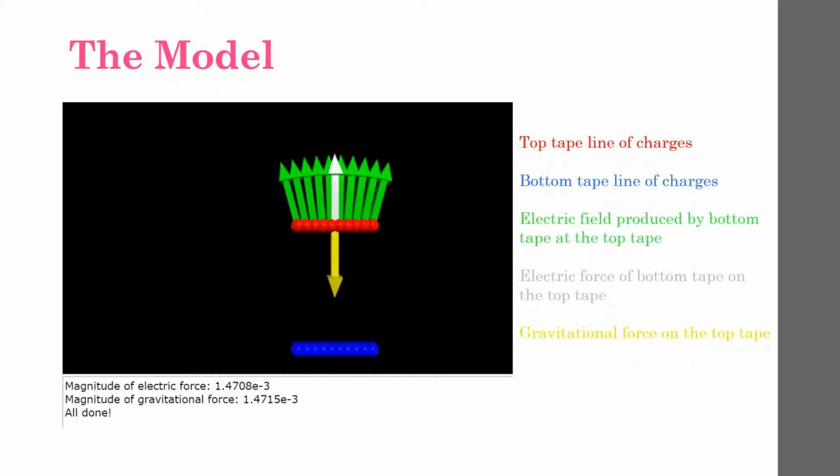The electric field vectors produced by the bottom tape at the top tape are shown for each particle that I represented, and the overall electric force of the bottom tape on the top tape is shown in the white arrow and printed at the bottom of the screen, and the gravitational force overall on the top tape is represented by the yellow arrow and is also printed at the bottom of the screen.